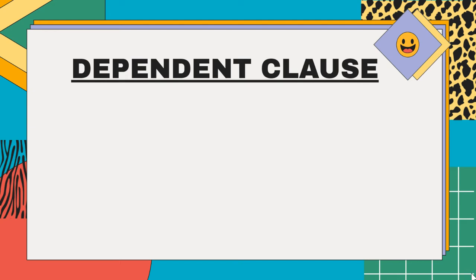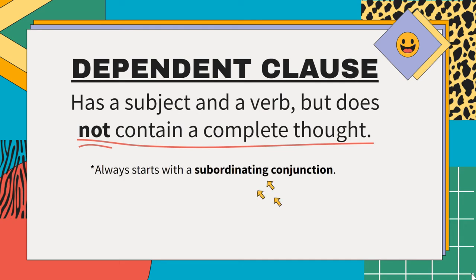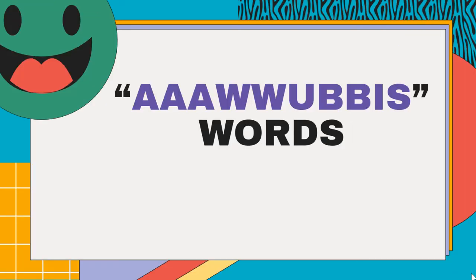Now, we spent all semester talking about independent clauses. So, now let's talk about dependent clauses. And a dependent clause has a subject and a verb, but it does not contain a complete thought, meaning it cannot stand alone on its own. Now, a dependent clause always starts with a subordinating conjunction, which is a word that you probably don't want to remember. And I don't really want to remember it, to be honest with you, so we're just going to call them something easier. A dependent clause always begins with an awubis word.